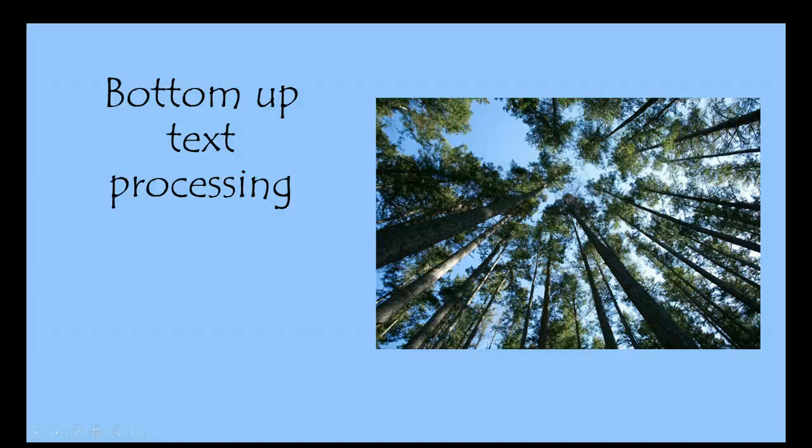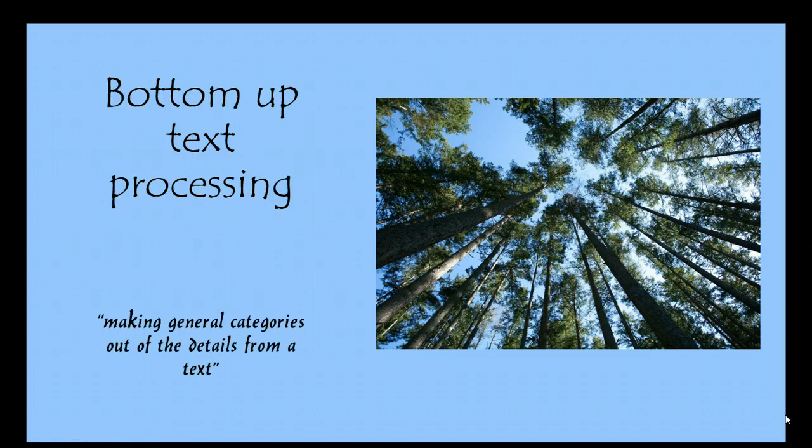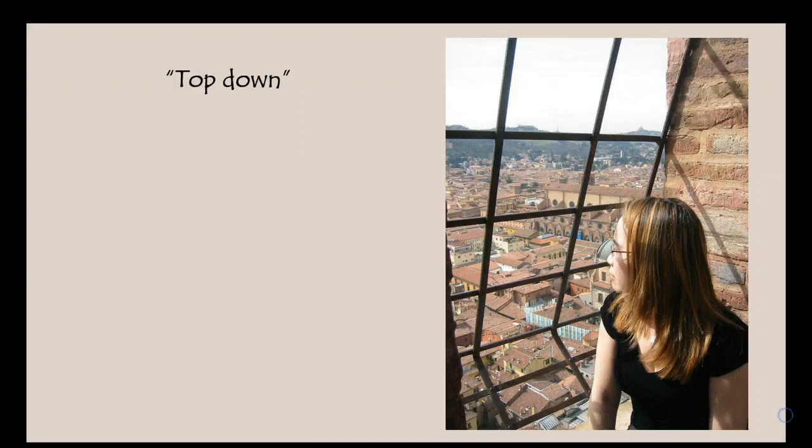All right, now we're going to process texts from the bottom up. So getting down in the details, down in the little parts, and spending time down at the word level and the sentence level and figuring out what paragraphs are about. So this is making general categories out of the details from a text.